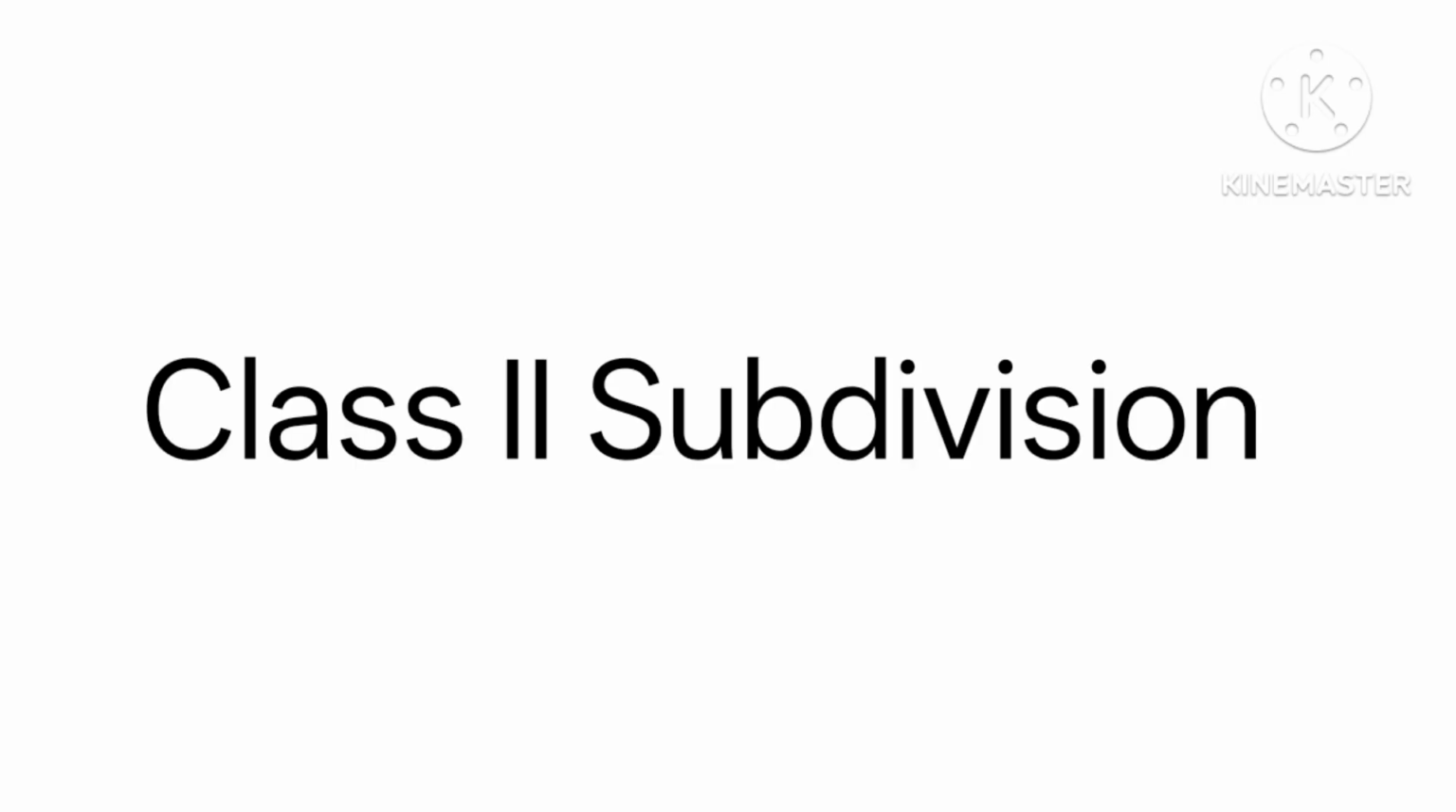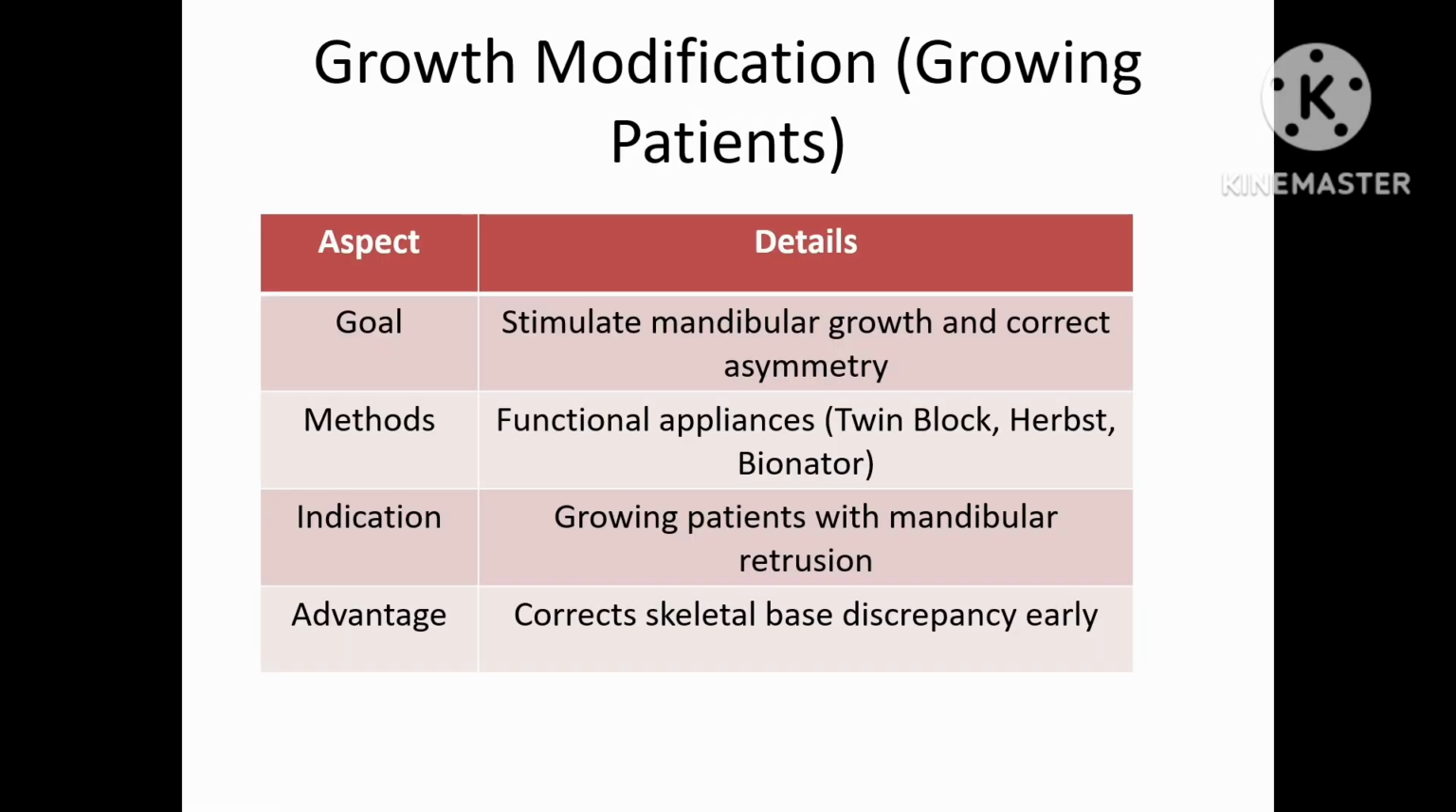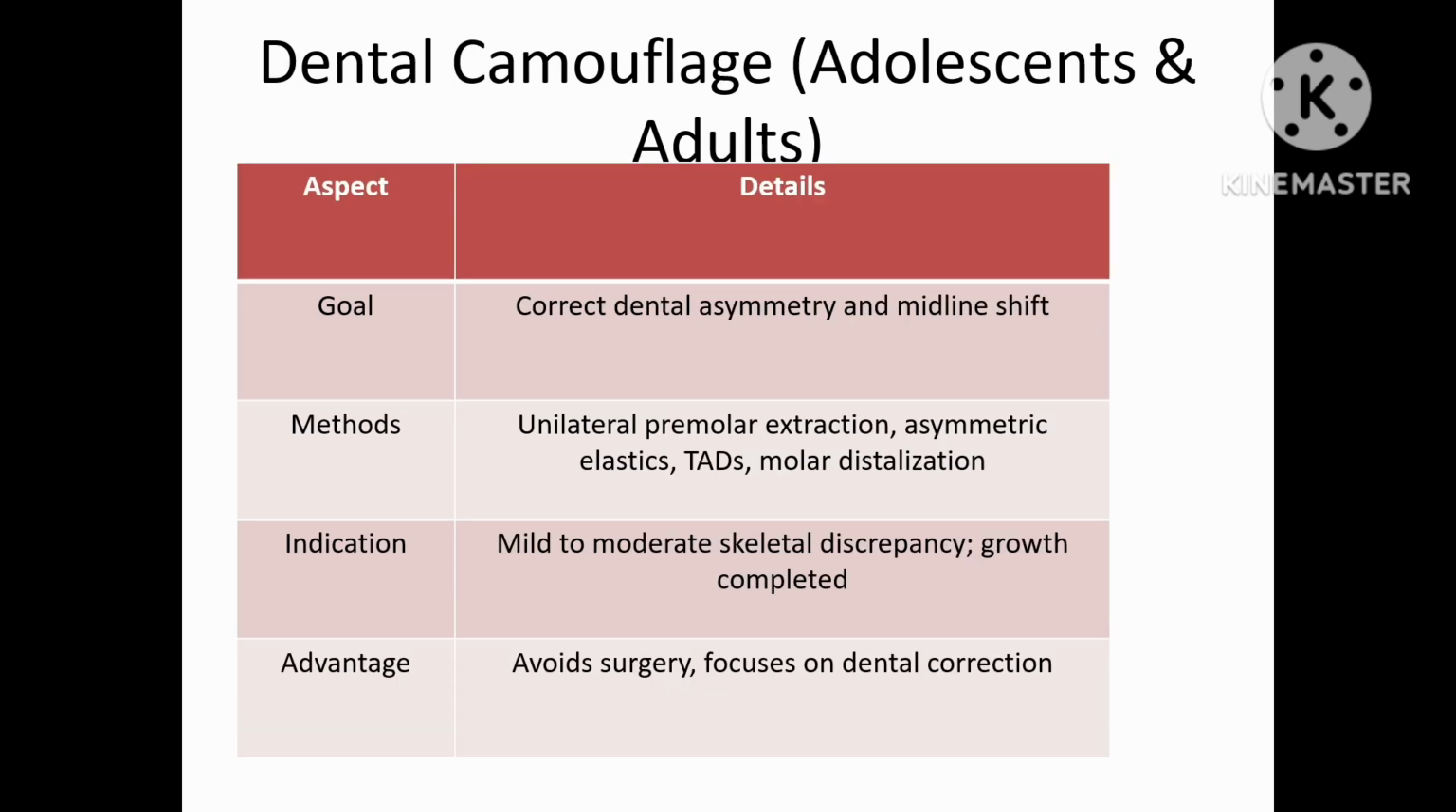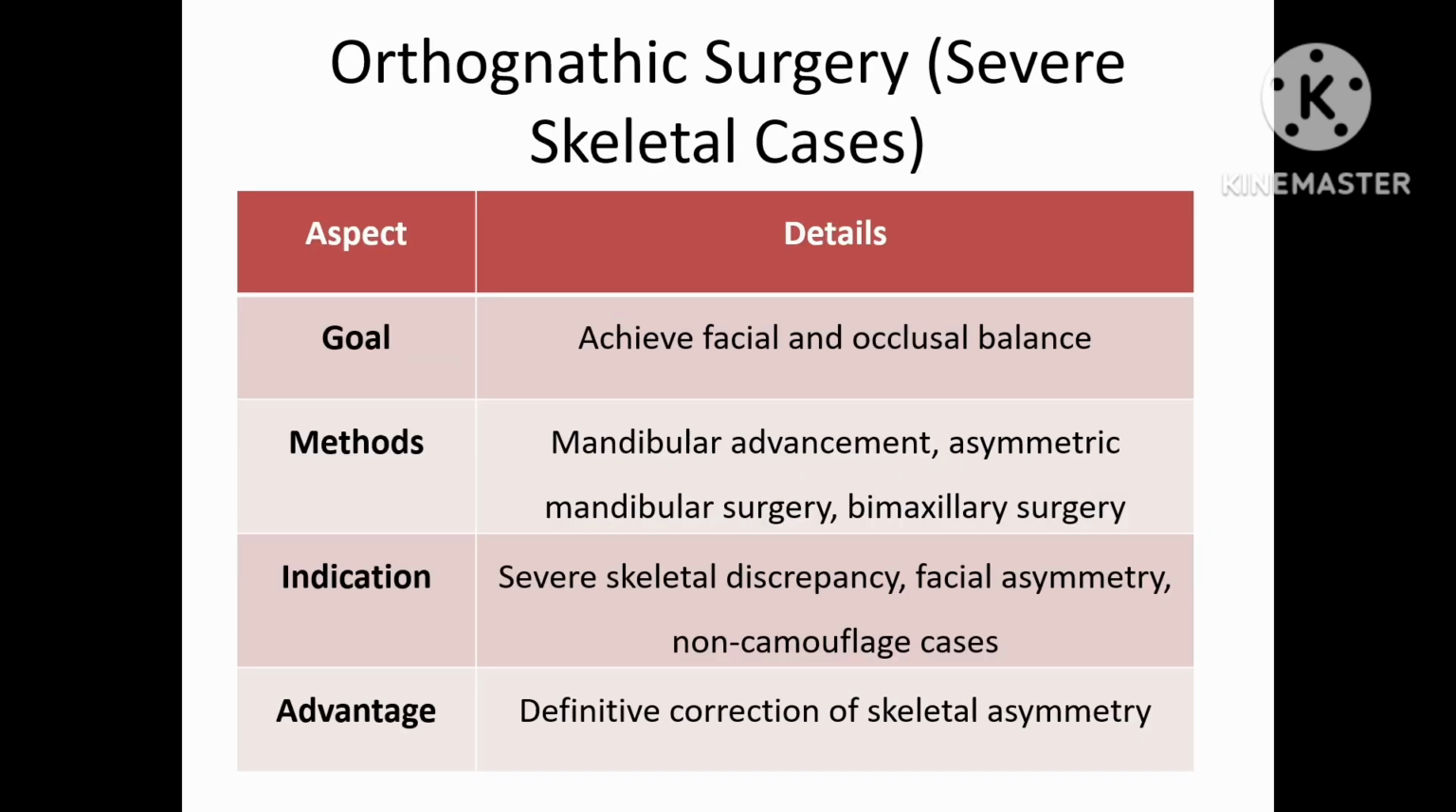Now, talking about the management of class 2 subdivision, it focuses on correcting the asymmetry while achieving a functional and aesthetic occlusion. In growing patients, treatment is aimed at growth modification using functional appliances like twin block or fixed functional appliances. For adolescents and adults, dental camouflage is preferred, whereas asymmetric mechanics like unilateral premolar extraction, elastics, temporary anchorage devices, or molar distalization are used to correct the midline deviation and achieve a class 1 canine relationship.